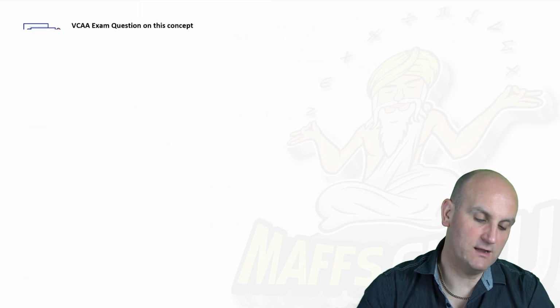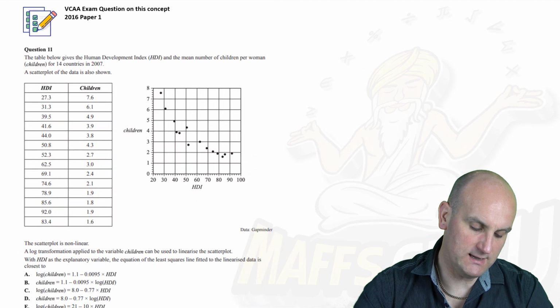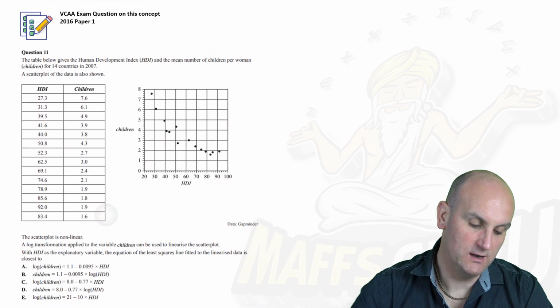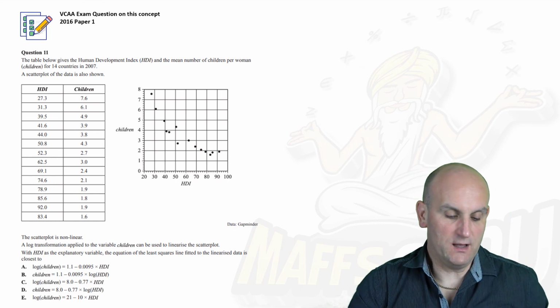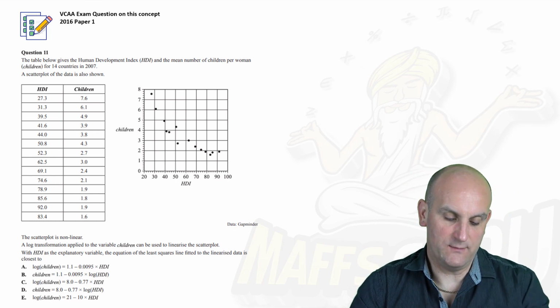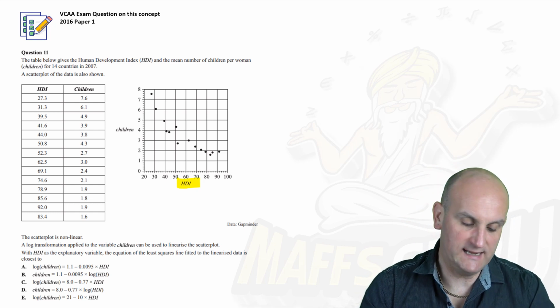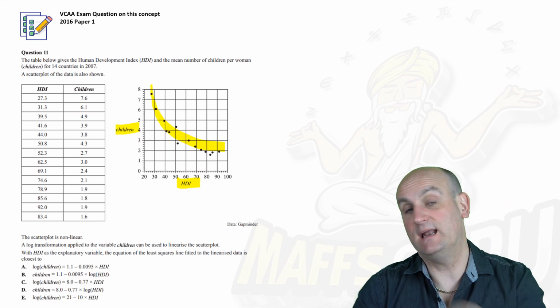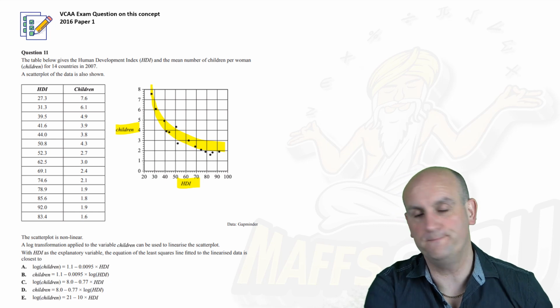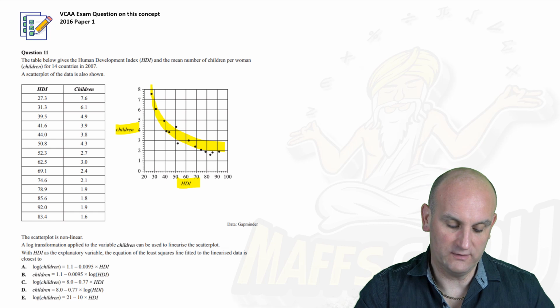Now, as I am going to start doing on all of my questions, here we go. Here is a VCAA question that was very much relating to this. The question gives you some data. There we go. We've got an HDI and we've got children. I'm going to look at my graph. What do I notice? I notice I've got my HDI there as my EV, and I've got children there as my RV. It seems to be curving. Am I going to have to choose my own transform? Nope. Remember, in an exam situation, they're probably going to tell you what your transform is.